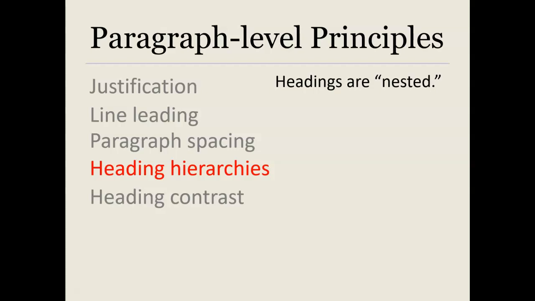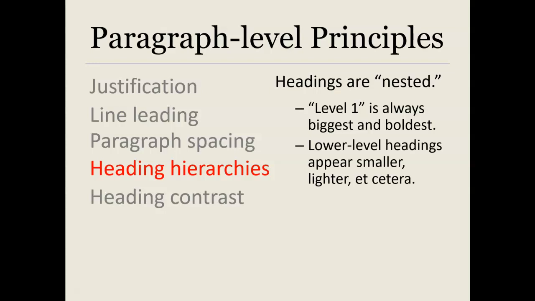Heading hierarchies. Headings are usually pieces of text, though they can be images, that begin each major section, and minor sections too. So you're going to have a major section with a heading, a minor section with a heading. These things are nested. The level 1 heading is always biggest and boldest. It's like Papa Bear. It's big, it's bad, it's swinging its arms around. Then we've got lower level headings. Mama Bear is a little smaller, Baby Bear is smaller than that. So you want to create contrast among these levels of heading. We'll talk about that in a little bit here.